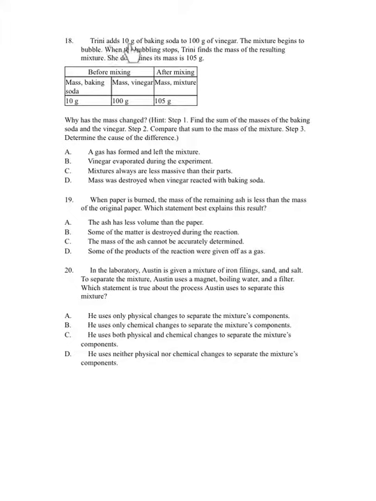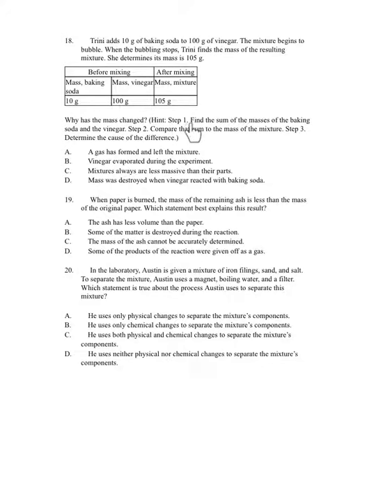Number 18. Trini adds 10 grams of baking soda to 100 grams of vinegar. The mixture begins to bubble. When the bubbling stops, Trini finds the mass of the resulting mixture. She determines its mass to be 105 grams. Why has the mass changed?